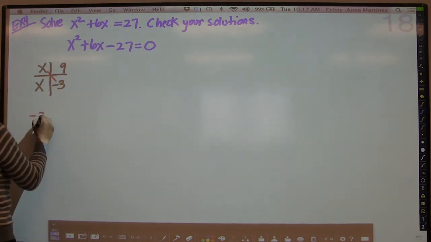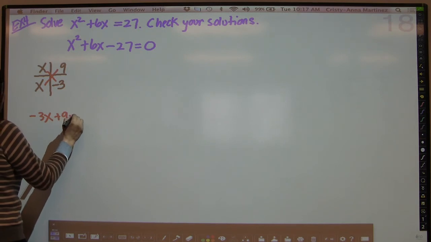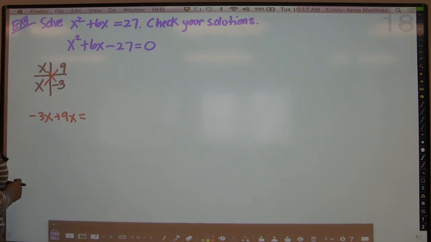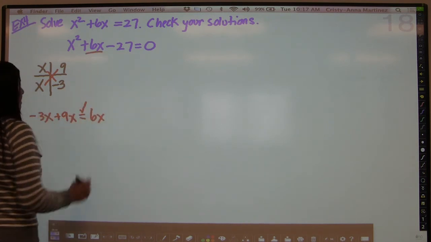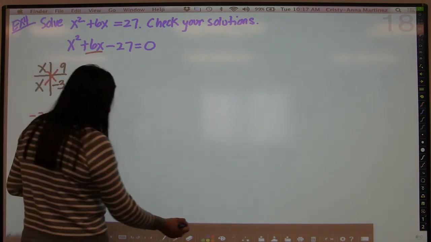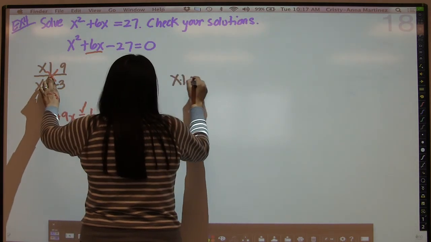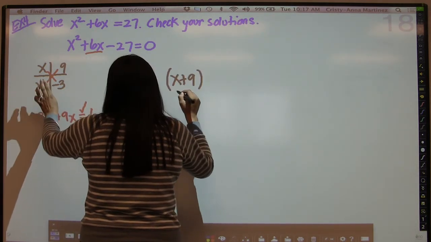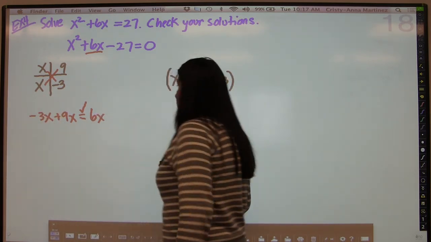So negative 3x on the first diagonal, positive 9x on the second diagonal. And sure enough, negative 3x plus 9x is a positive 6x. That's what we're supposed to have. So everything works out okay. And our final answer was going to be x plus 9 is the first factor, and then x minus 3 is the second factor. And by the way, it doesn't matter which order you do that in.